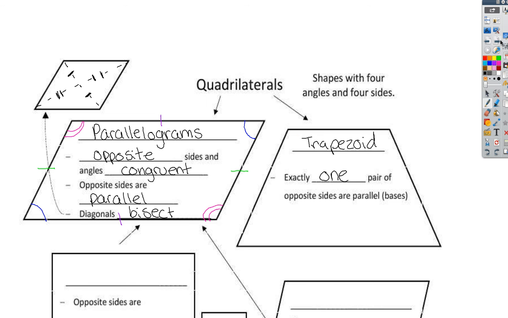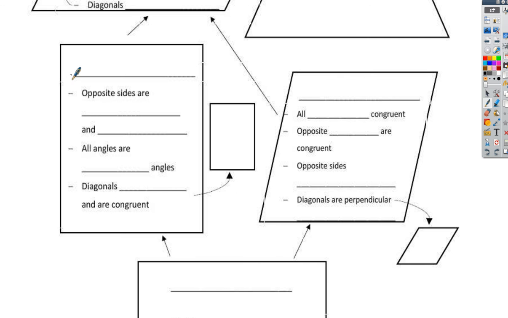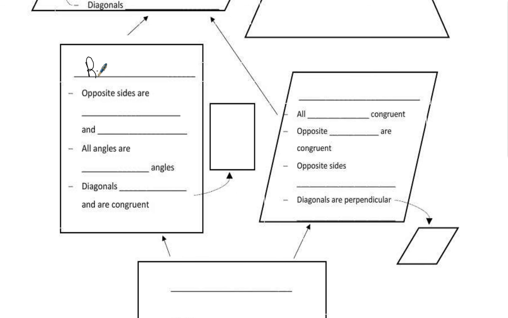So now we're going to move further down our page and we're going to talk about rectangles. So rectangles, opposite sides are congruent and parallel.